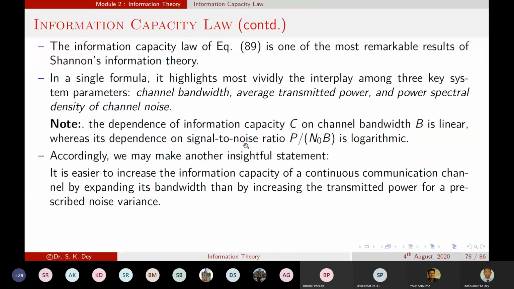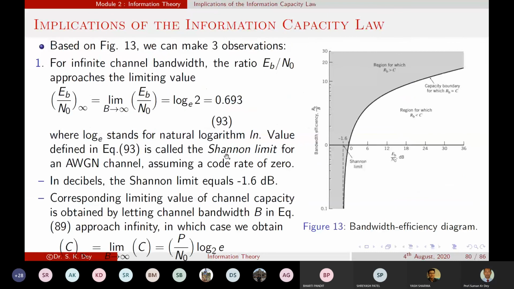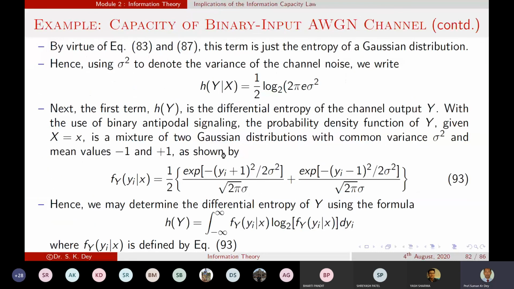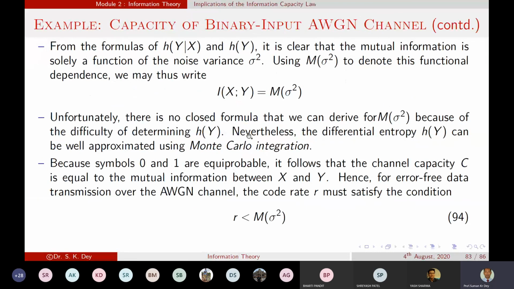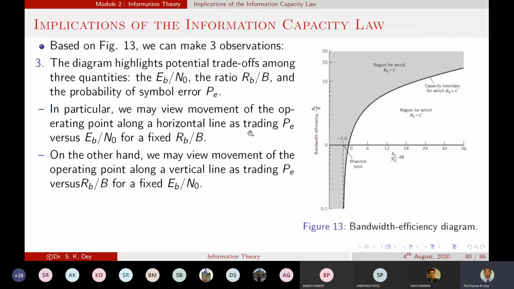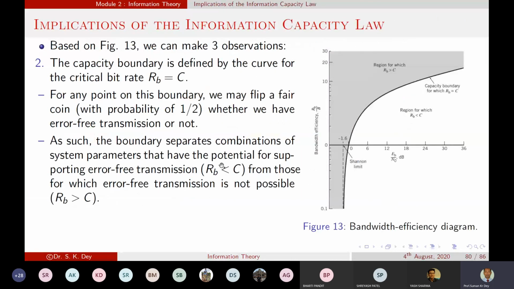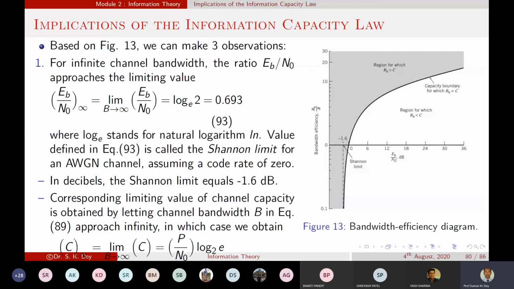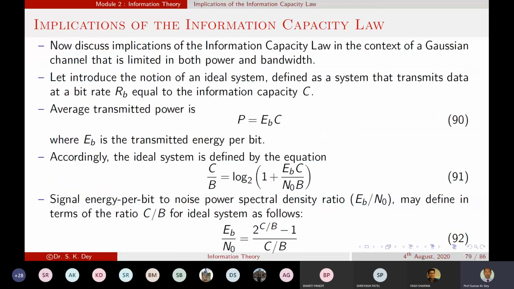There are only a few things left and it is not difficult. Today I am finishing the information theory. You have to study the implication of the information capacity law. That is not hard. It is your home task.